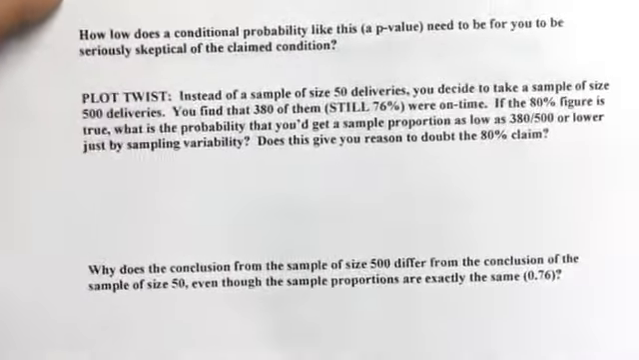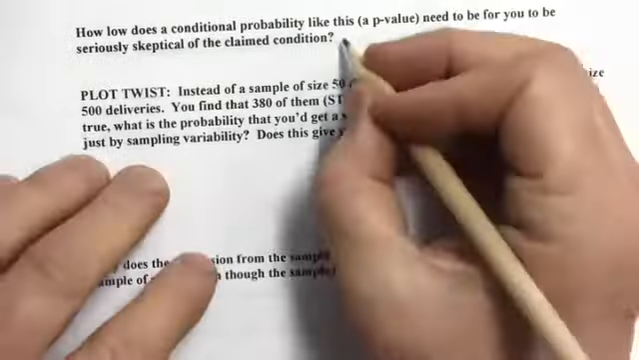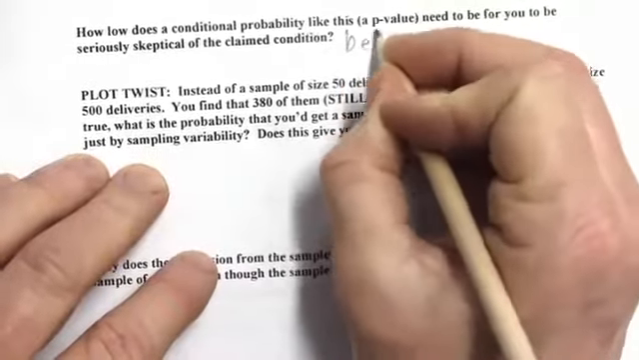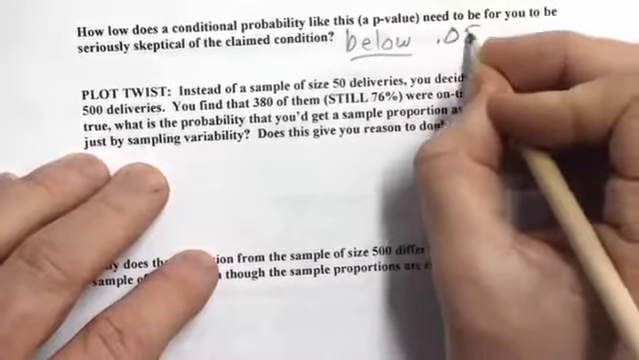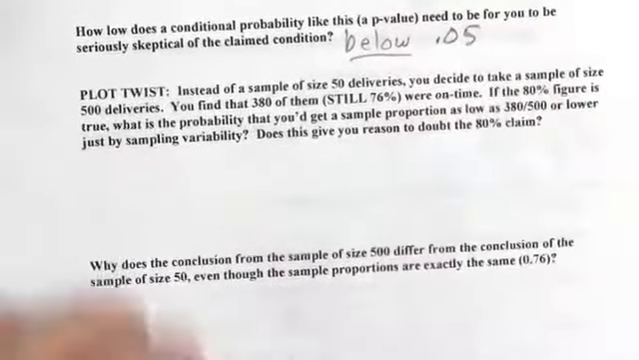So how low does a conditional probability like this, which we call a p-value, how low does it need to be for you to be seriously skeptical of the claim condition? It needs to be below 0.05. That is our rule of thumb, okay? Sometimes we're going to set it at 0.01.